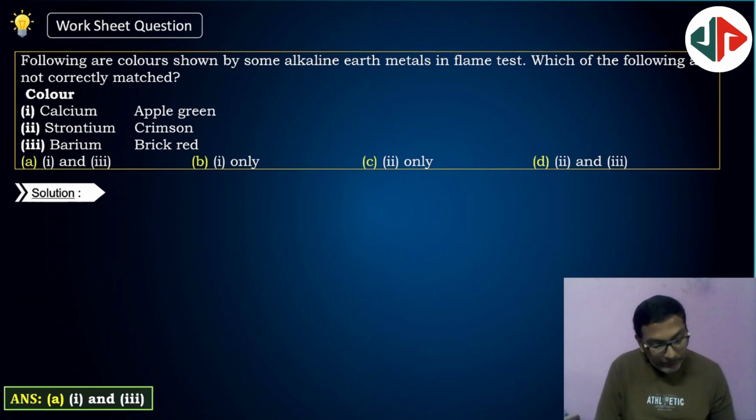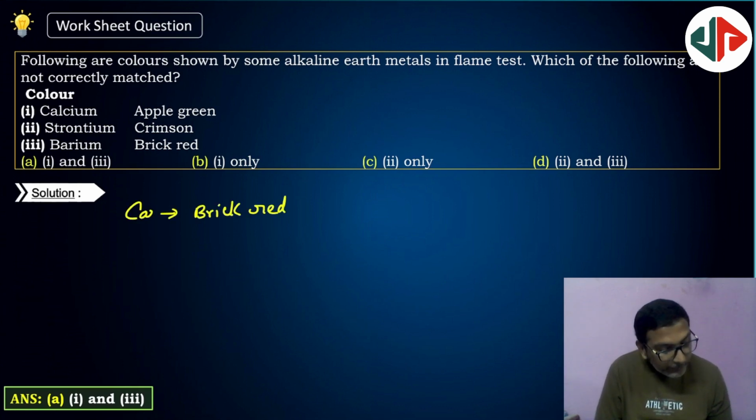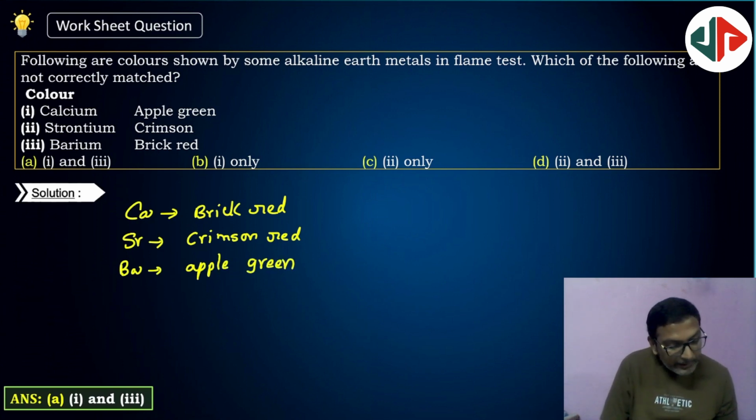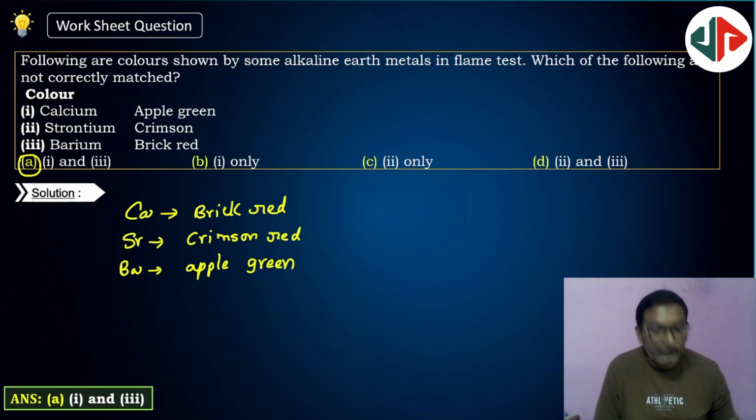Following are the flame test colors, which are not correctly matched. Here calcium brick red should be there. Calcium brick red, strontium crimson red, next barium apple green. So therefore 1 and 3. 1 and 3 are incorrect. Next.